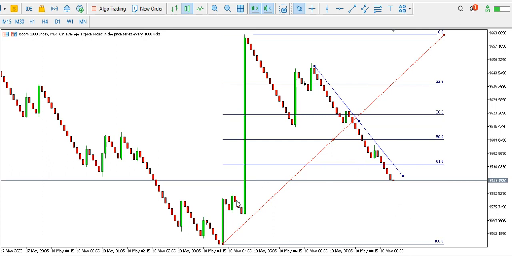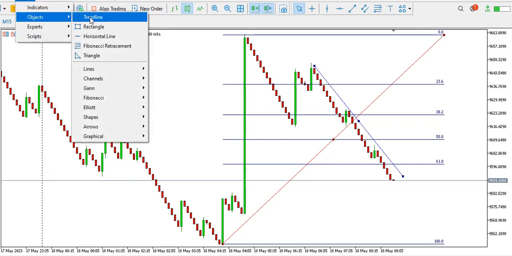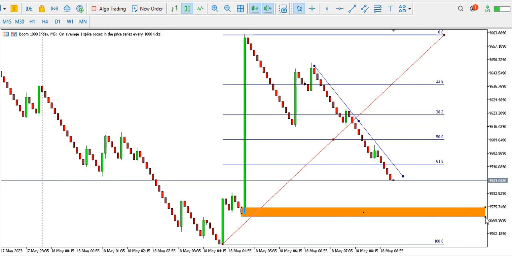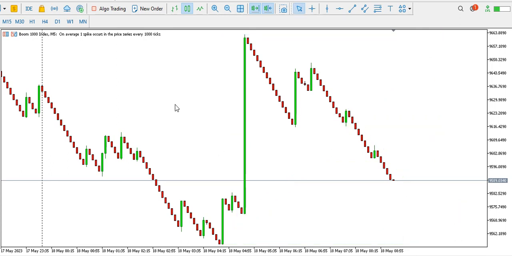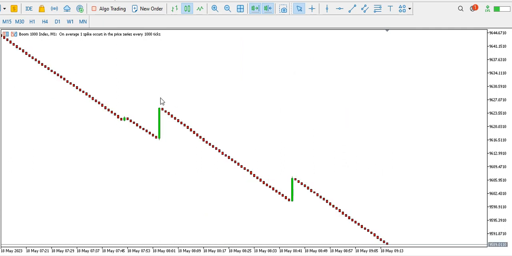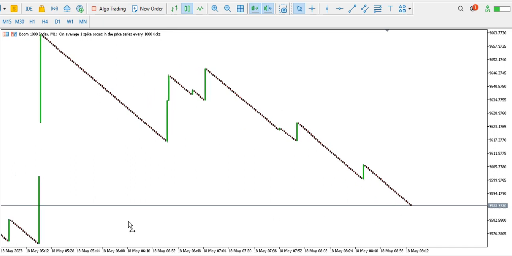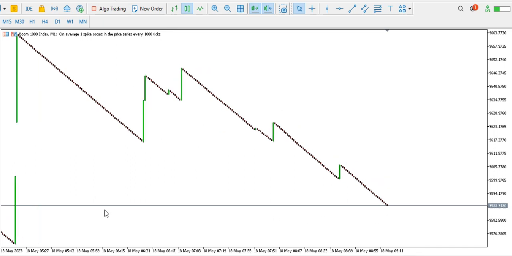Okay, and we have this other block around here. There's this other block on the 5 minutes time frame around here. This other block will serve as support for price, but if it fails, price will get to the bottom. All right, so just look for selling opportunities on the 5 minutes time frame. On the 1 minute time frame, price continues to dip. Boom 1000 index price continues to dip and is going down. So look for selling opportunities.